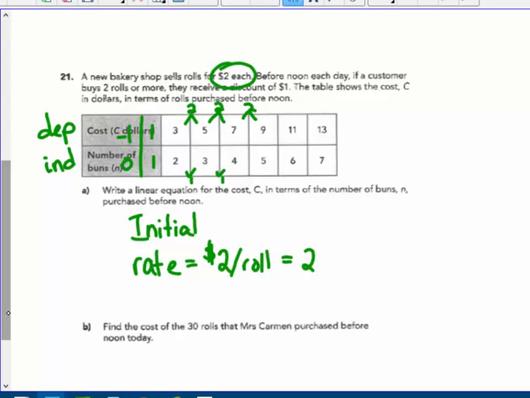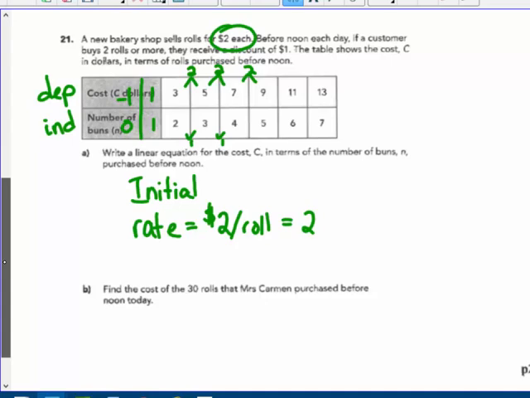So if you buy no buns, you're getting the discount of $1. You don't have to pay the $1. That's kind of silly, but it is -1. They receive a discount of $1. So you're not paying anything really, and they're not going to give you $1 if you don't buy 2 buns. It's kind of a silly example, but that is the initial amount.